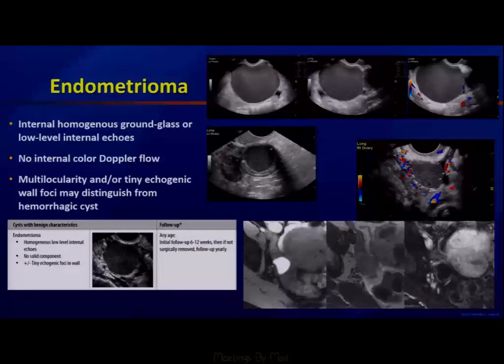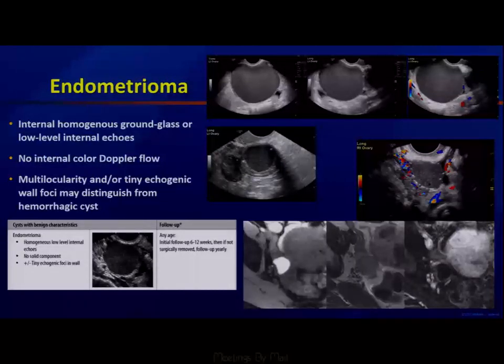The endometrioma, another variant of bleeding within a cystic ovarian lesion. Here we see more internal homogeneous ground glass or low-level internal echoes, as you can see in that top example. Endometrial implants on or in the ovary can lead to recurrent cyclical bleeding in a collection of old blood products that give this appearance. There should be no internal color Doppler flow. Sometimes we'll see multilocularity or tiny echogenic wall foci that can help distinguish from a hemorrhagic cyst if the echo pattern isn't clear. That's typical of endometrioma. These do not regress typically.